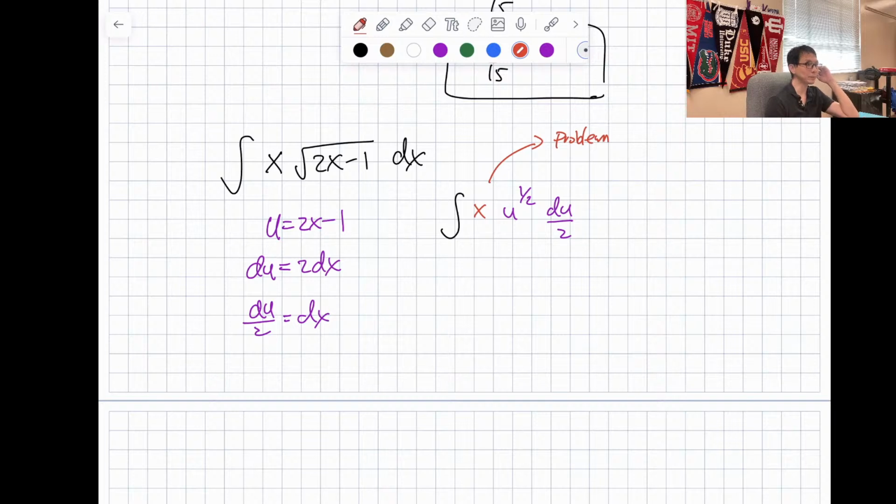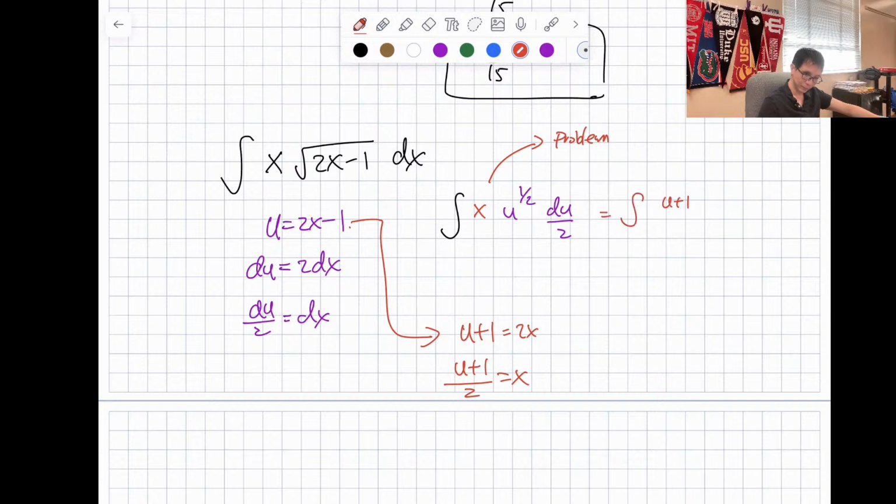Then what can you do? You can put a half, but what else? You have to make sure everything is in terms of u. Edison, what do you think? So it's u plus 1 over 2.